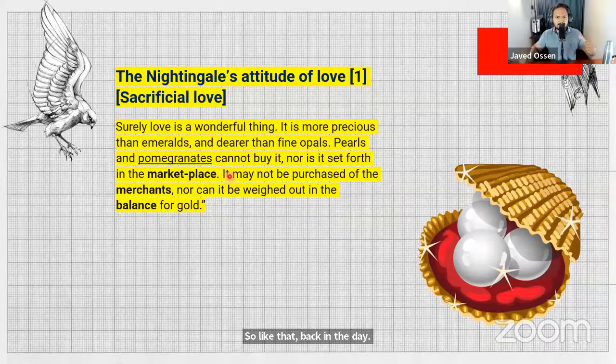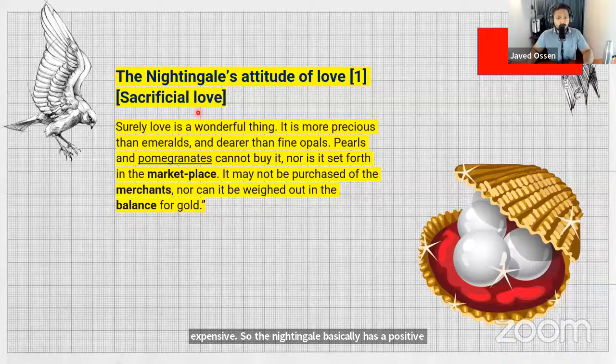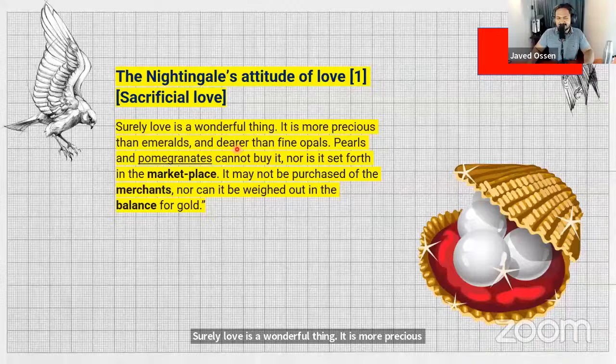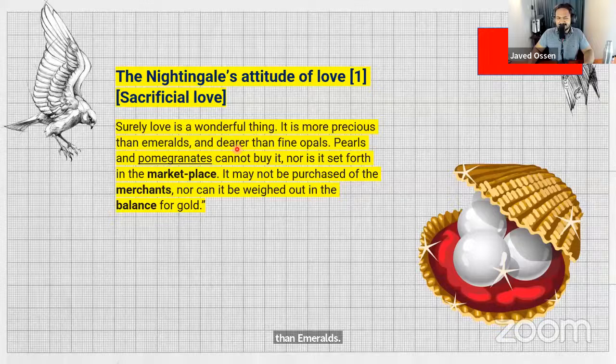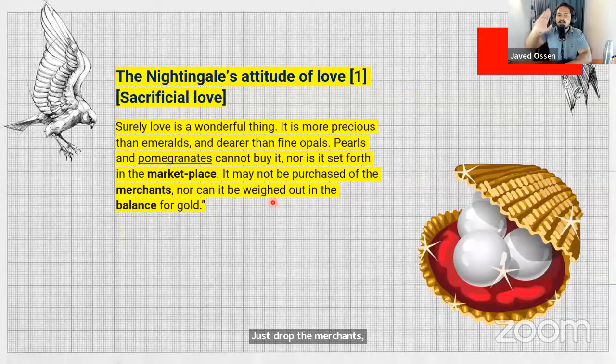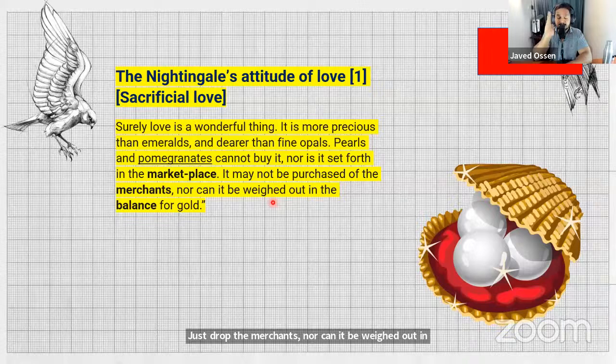So the Nightingale basically has a positive attitude towards love, right? Surely, love is a wonderful thing. It is more precious than emeralds. Of the merchants, nor can it be weighed out in the balance for gold. You can't buy love. As per the Nightingale's ideas, you cannot buy real love.